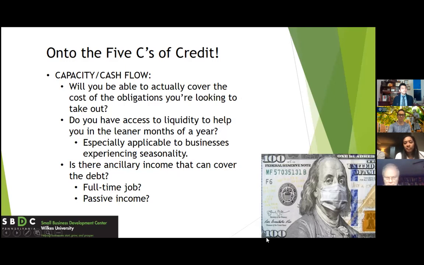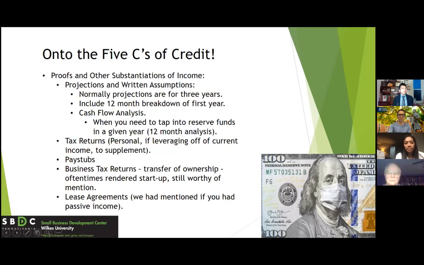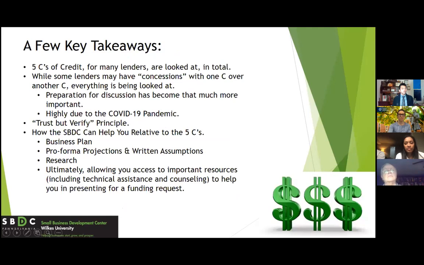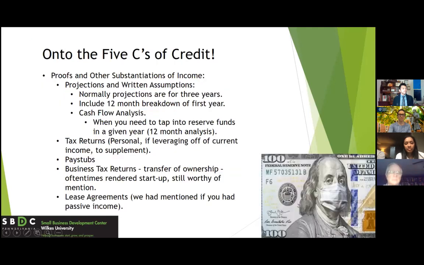In terms of the ways to substantiate cash flow, all right, like I mentioned before, projections and written assumptions. Normally that includes some sort of breakdown of the first year. What does that breakdown show lenders? That you are aware of the seasonality relative to your operation, okay?